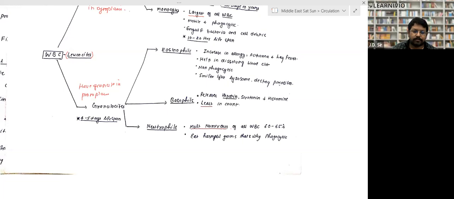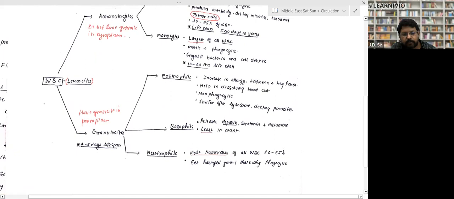Basophils release heparin. Sorry, heparin is responsible for blood clotting. They release heparin, serotonin, and histamine. Histamine is the chemical responsible for allergy, right? They are least in count. Neutrophils are most numerous, 60 to 65% of all WBC. They eat harmful germs, and that's why they are phagocytic, right? So this is the classification of WBC.